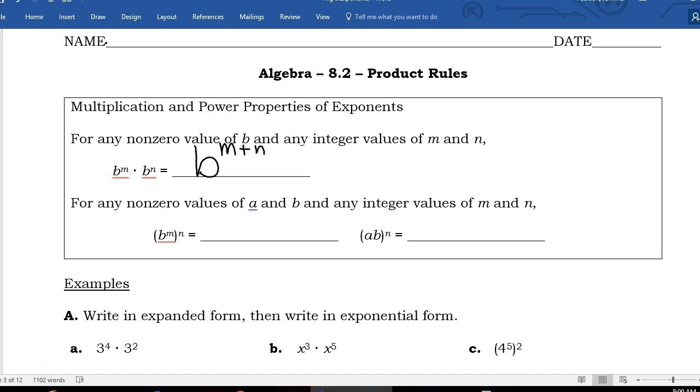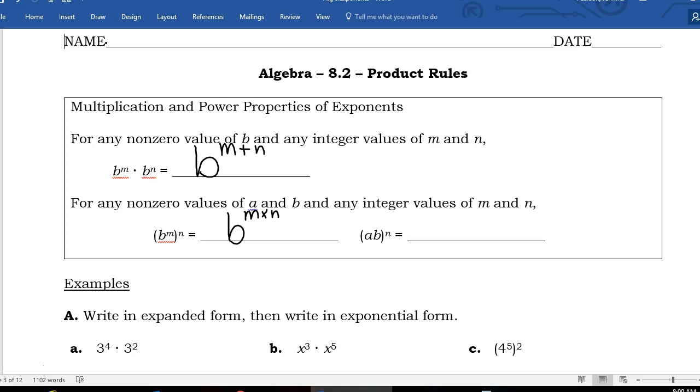For any non-zero values of a and b and any integer values of m and n, the quantity of b to the power of m raised to the power of n can be simplified by keeping your base of b and multiplying those exponent values.